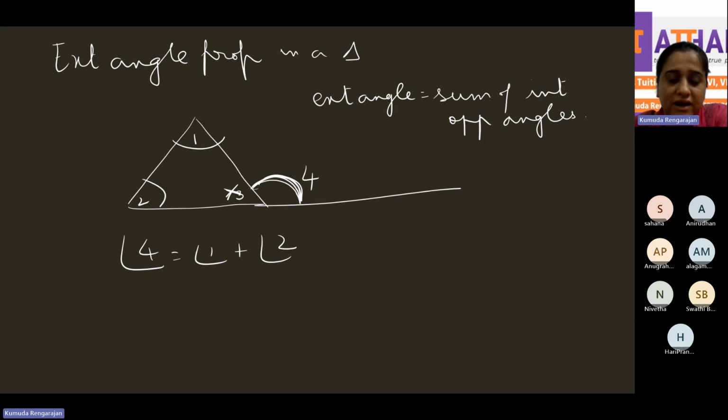See, this is the exterior angle. This is the immediate interior angle. Leave that, take the other two. Angle 4 is equal to angle 1 plus angle 2. The triangle has 3 angles in it. Now for that exterior angle, there is an interior angle just adjacent to it, right? Leave that angle. The exterior angle is equal to the sum of the remaining two interior angles.